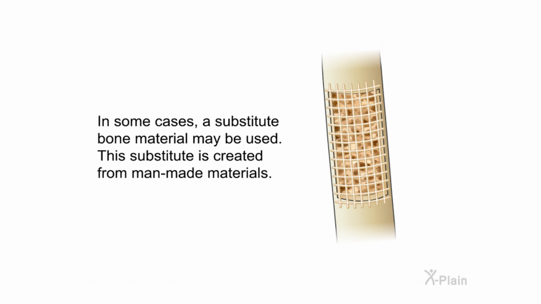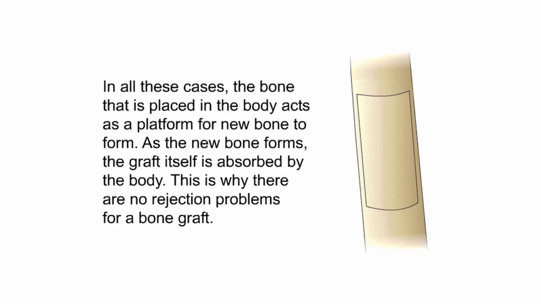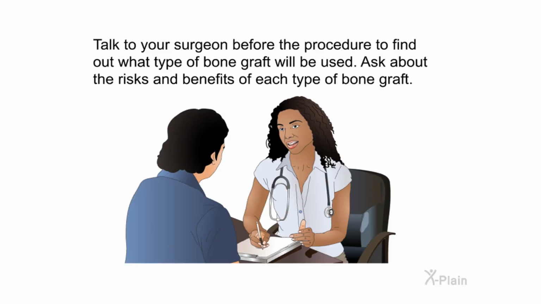In some cases, a substitute bone material may be used. This substitute is created from man-made materials. In all these cases, the bone that is placed in the body acts as a platform for new bone to form. As the new bone forms, the graft itself is absorbed by the body. This is why there are no rejection problems for a bone graft. Talk to your surgeon before the procedure to find out what type of bone graft will be used. Ask about the risks and benefits of each type of bone graft.